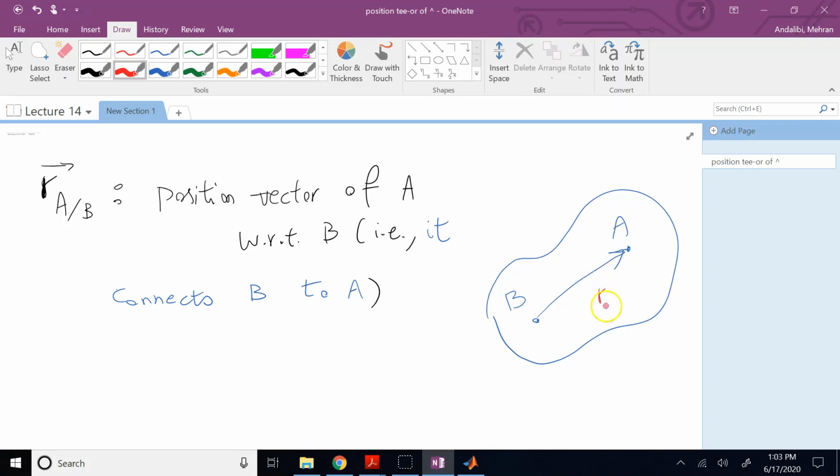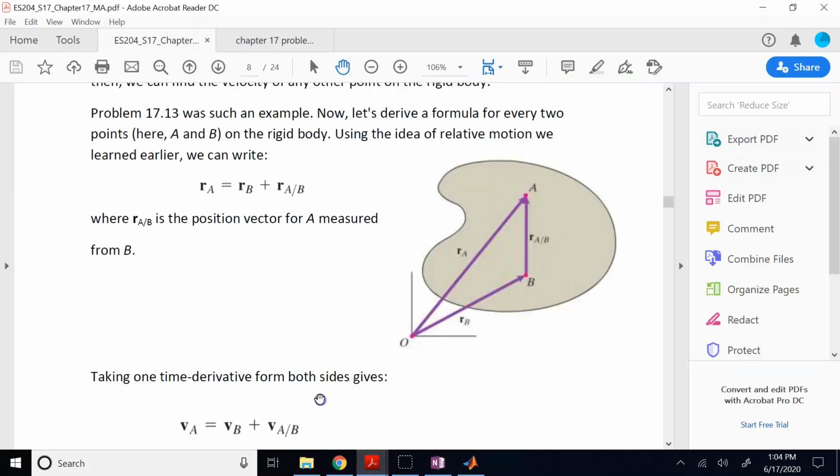If you want the other way around, a vector that connects A to B like this green one, that is R of B slash A, while the red one is R of A with respect to B. Okay, so it's always the center is the point after the slash, and the end point is the point before the slash. That is the notation that we use a lot in this course.